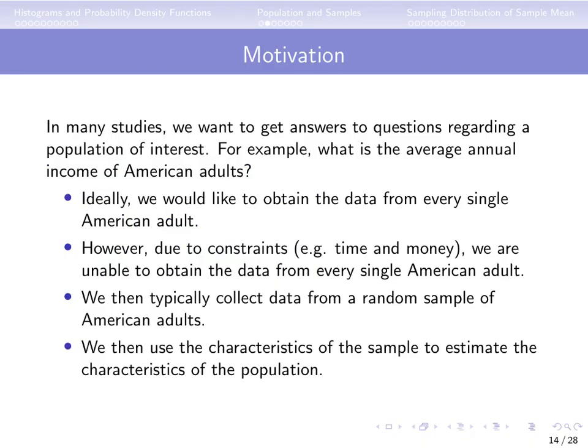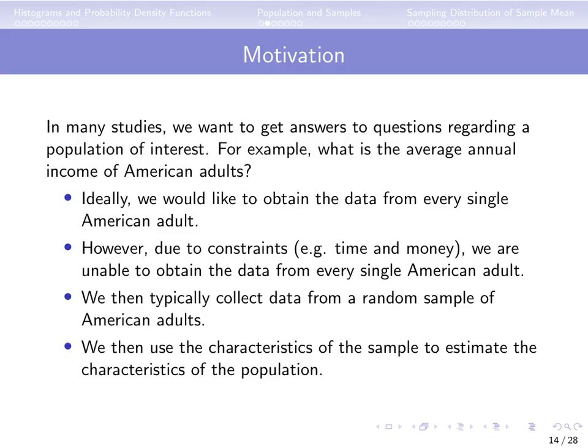So the underlying motivation is this idea: in many studies, we want answers to questions regarding a population of interest. For example, if our question of interest is, what's the average annual income of American adults? Ideally, we'd like to obtain the data from every single American adult. However, due to constraints such as time and money, we are unable to do that. So what statisticians typically say is, why don't we collect data from a random sample of American adults and then use the characteristics of the sample to estimate the characteristics of the population.